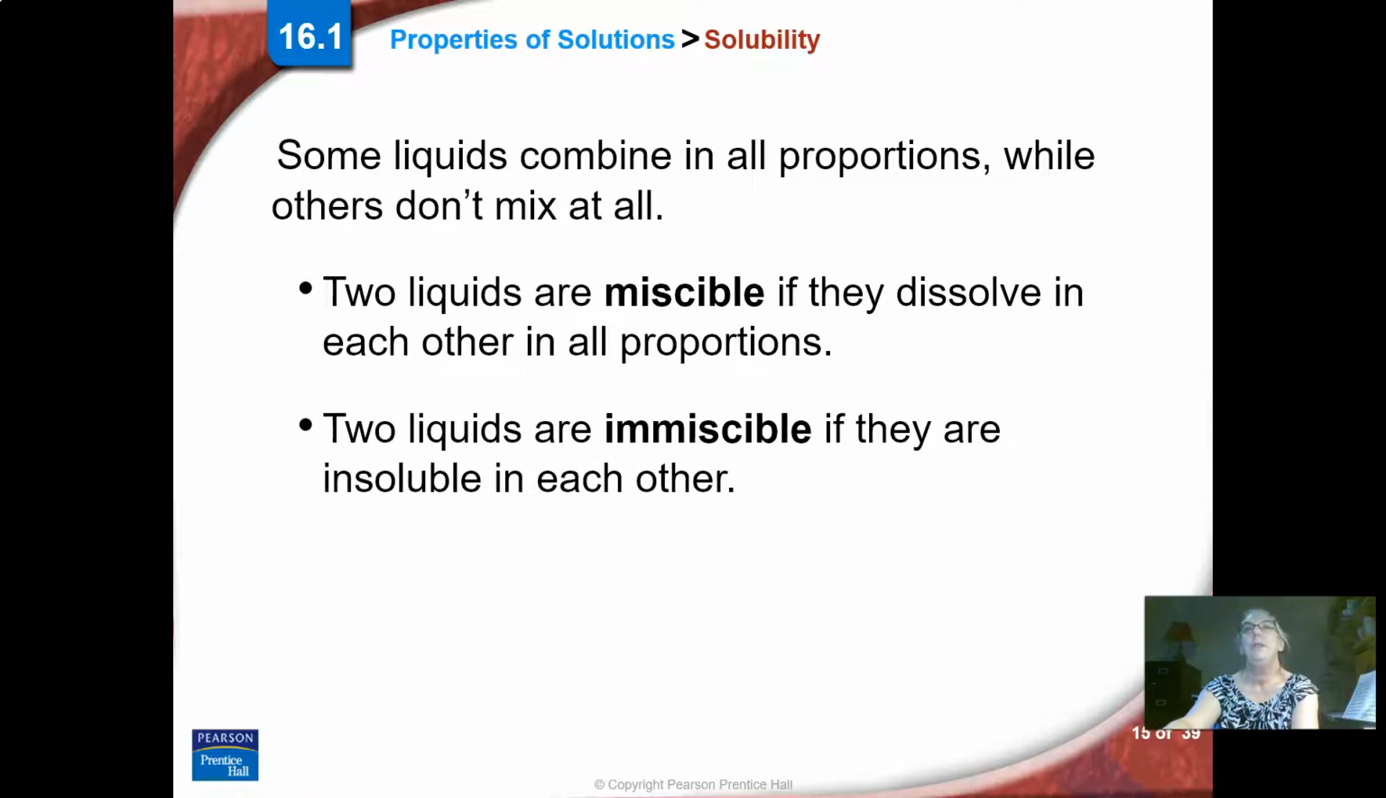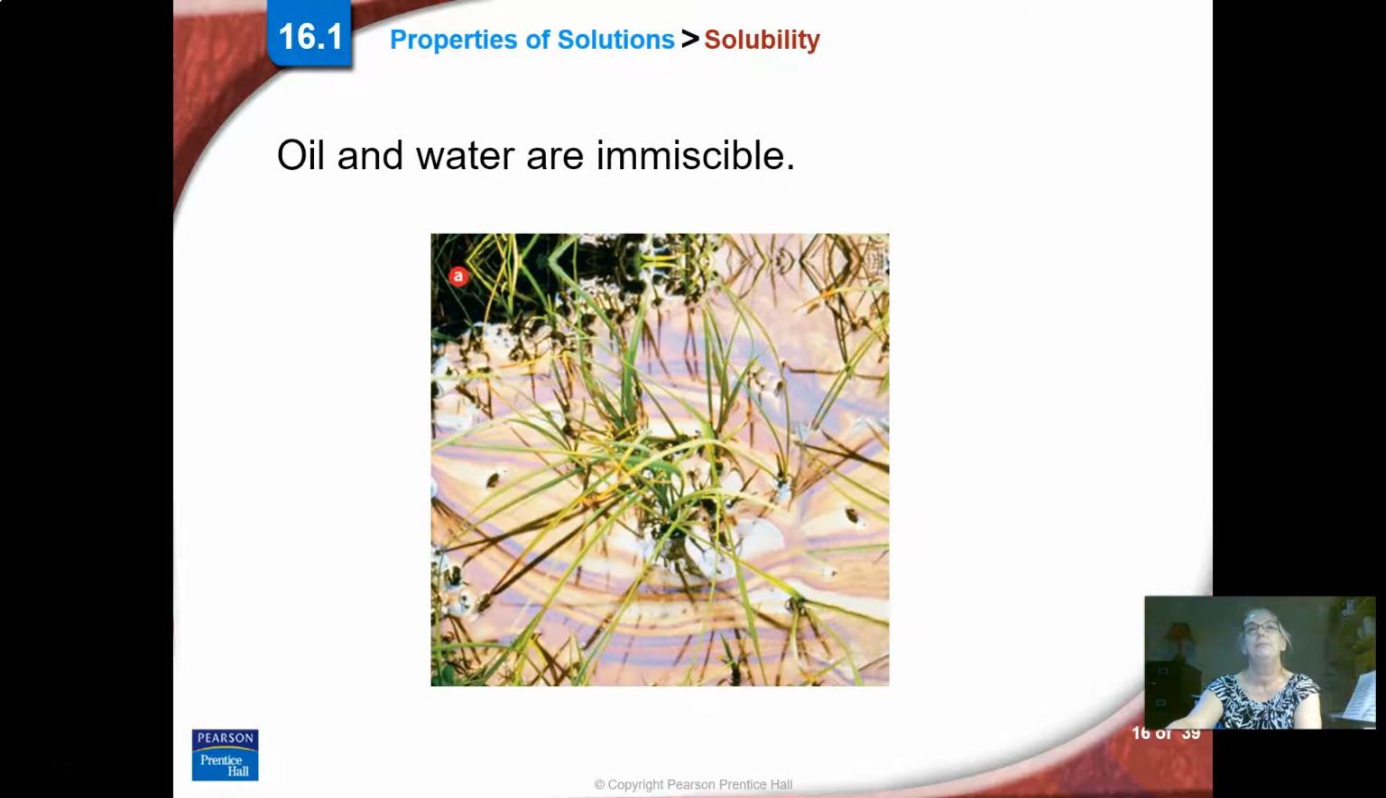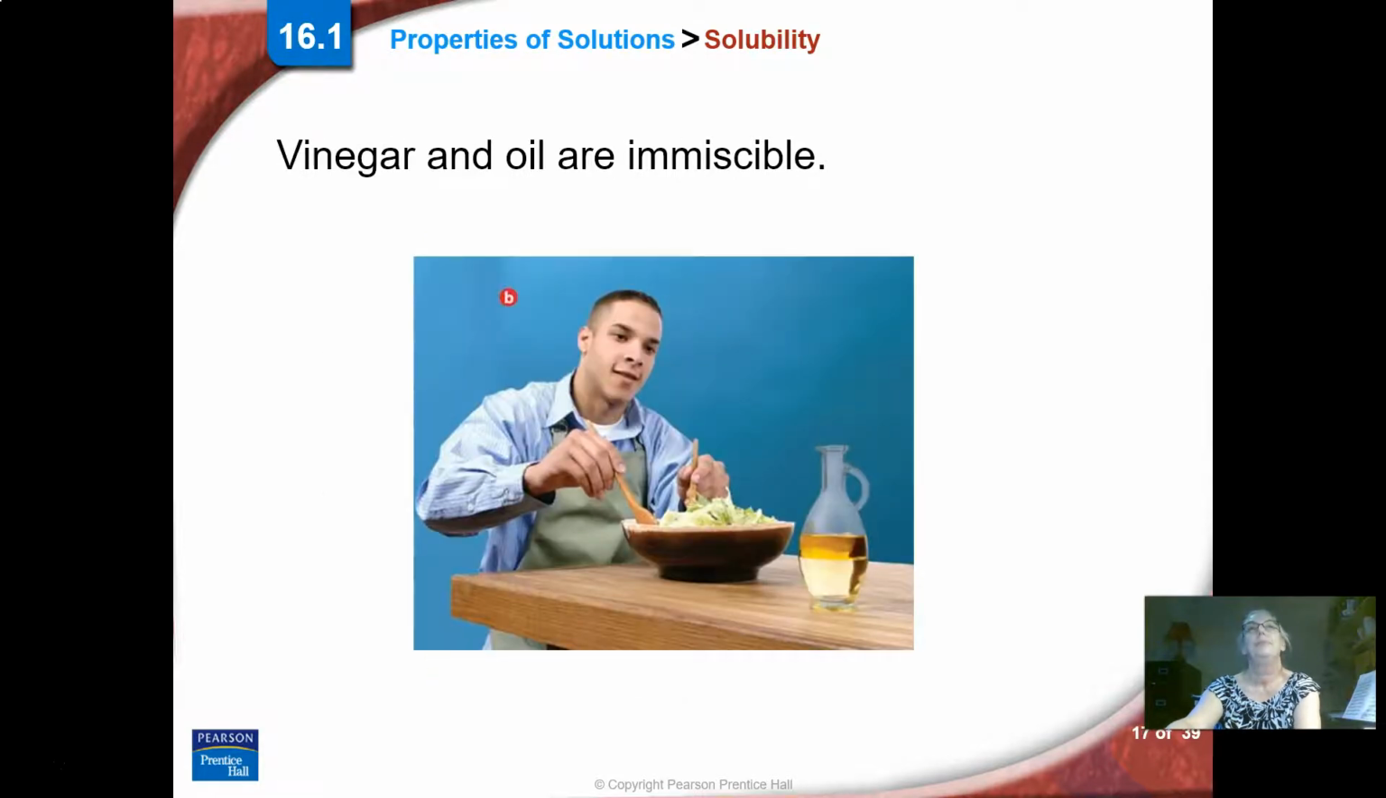If two liquids will not come together, they're immiscible. Oil and water is an example of immiscibility. So oil and water are immiscible. Vinegar and oil are immiscible.